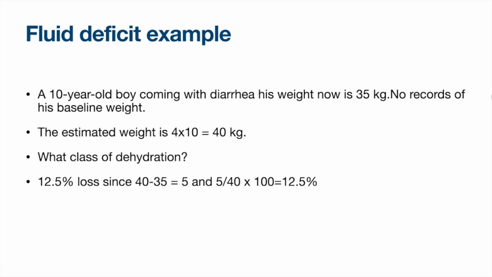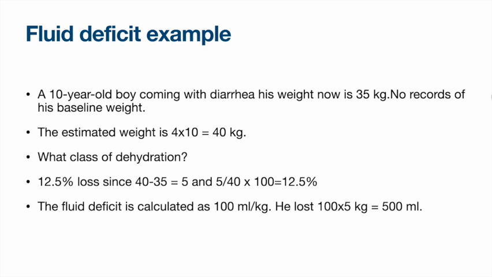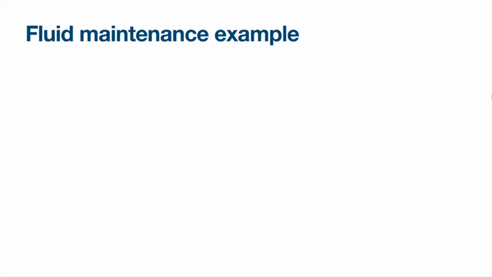So this is between moderate and severe. It's around the moderate dehydration. So the fluid deficit, as we mentioned earlier, is calculated as 100 ml per kg. So we will multiply the 100 by 5 kilogram, and you get the fluid deficit of 500 ml. So 500 ml is the fluid deficit that he needs.